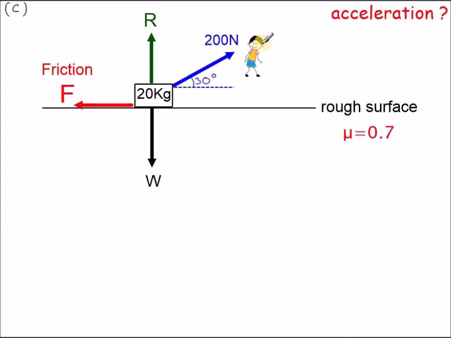Part C. This time the person applies a 200 Newton force, which is at an angle of 30 degrees above the horizontal. The coefficient of friction is still the same, but this force will have a vertical component and a horizontal component. So R will now change. It's not the same as before.